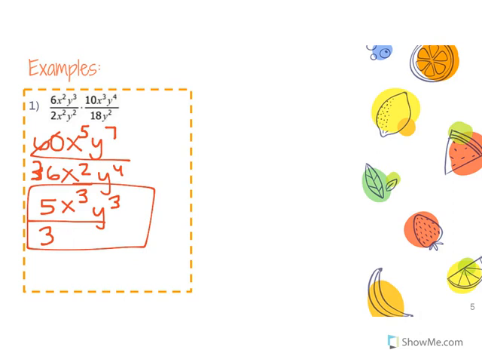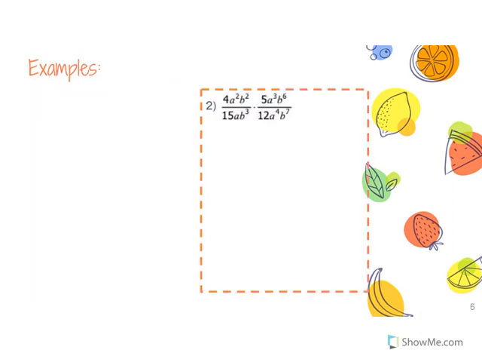Let's go to our next example. On this one again, we have monomials. So again, we're just going to multiply straight across and then go through and simplify. So 4 times 5 is 20. A squared times a to the 3rd is a to the 5th. B squared times b to the 6th is b to the 8th. And then we have 15 times 12, which is 180. A times a to the 4th is a to the 5th. And then b to the 3rd times b to the 7th is b to the 10th.